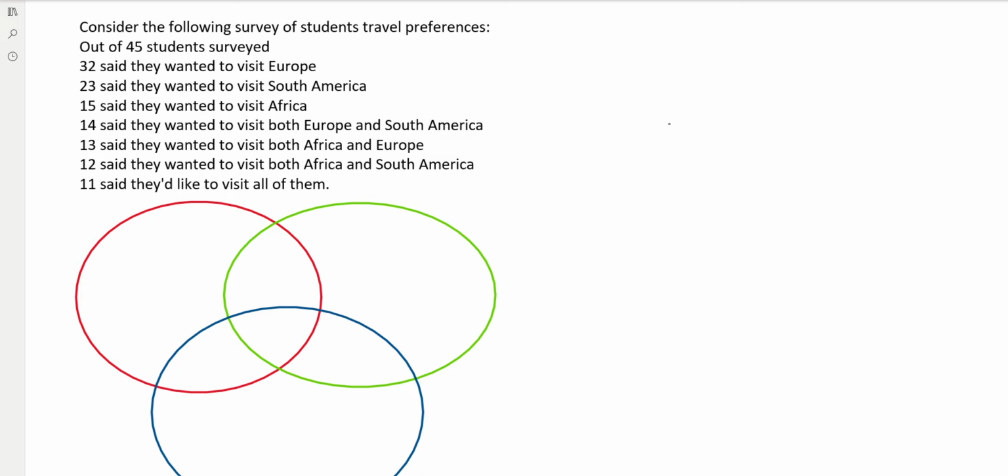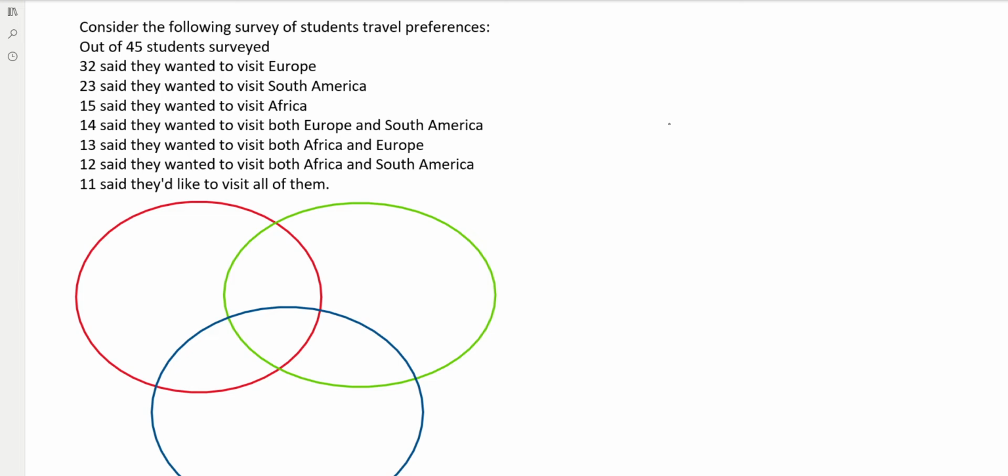Out of 45 students surveyed, 32 said they wanted to visit Europe, 23 said they wanted to visit South America, 15 said they wanted to visit Africa, 14 said they wanted to visit both Europe and South America, 13 said they wanted to visit both Africa and Europe, 12 said both Africa and South America, and 11 said they wanted to visit all of them.